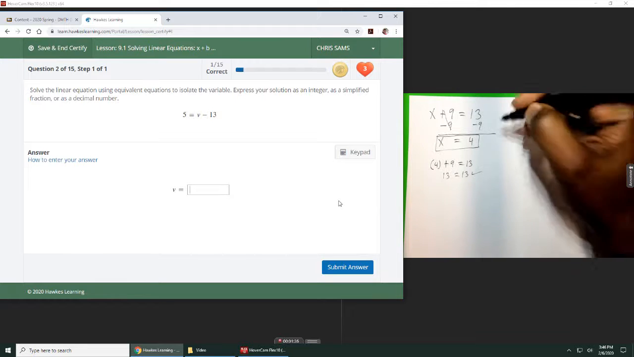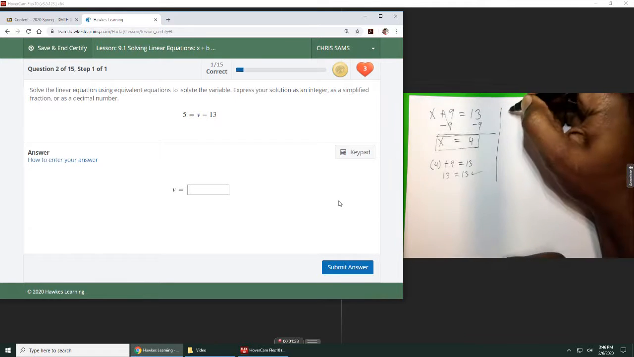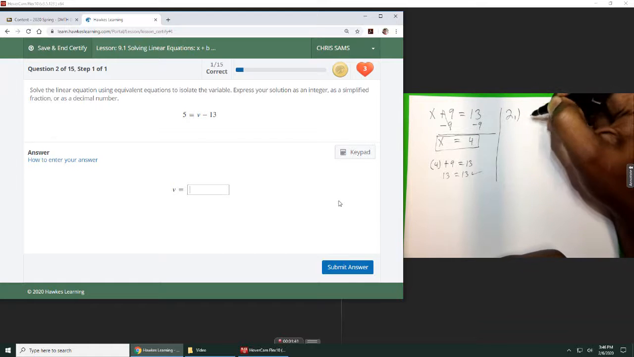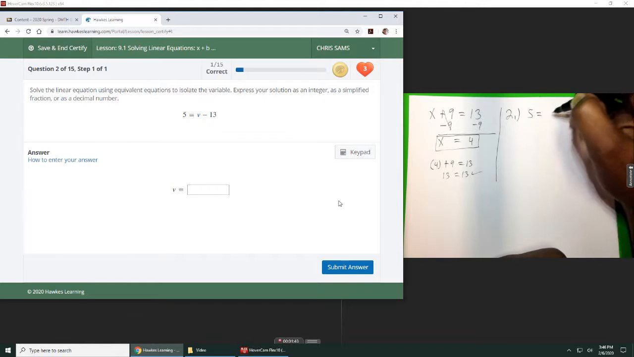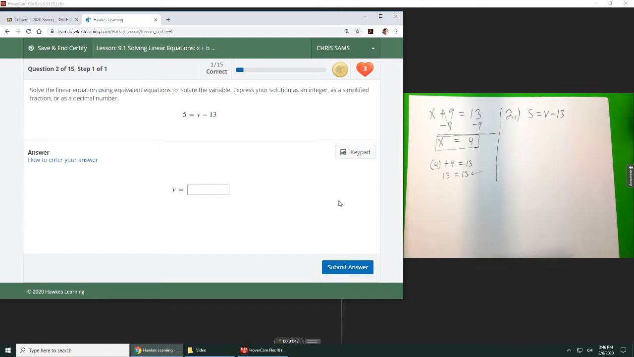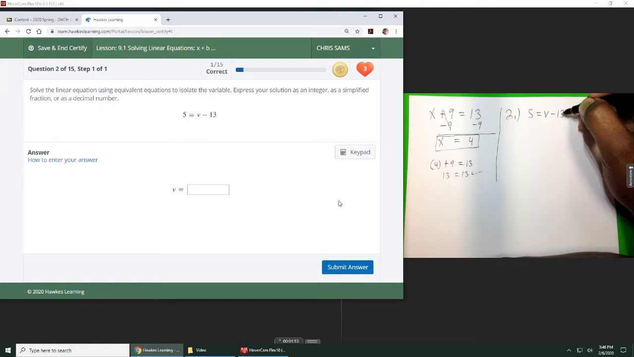Okay, number 2, very similar. Okay, this problem we're given that 5 is equal to b minus 13. So in the same sense, this time we find our variable on the right side. We are subtracting 13 from it. We want to get rid of that minus 13.